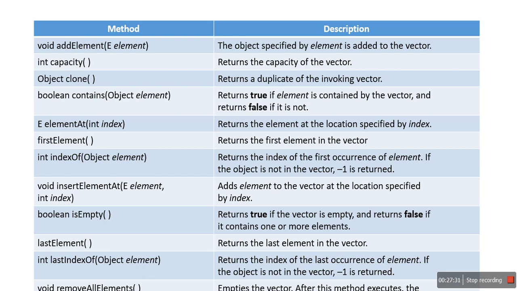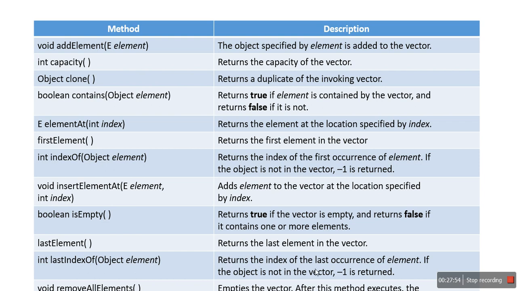Next is the last element. We have a first element method here, and we have a last element method here. Similarly, the first element method returns the first element, and the last element method returns the last element in the vector. Next, int lastIndexOf(Object).